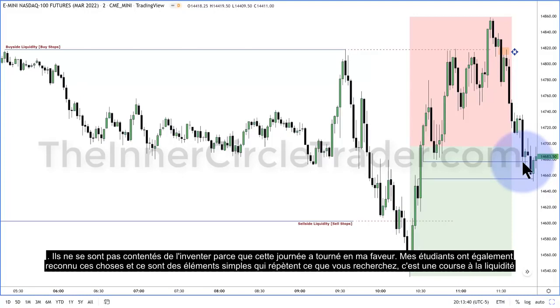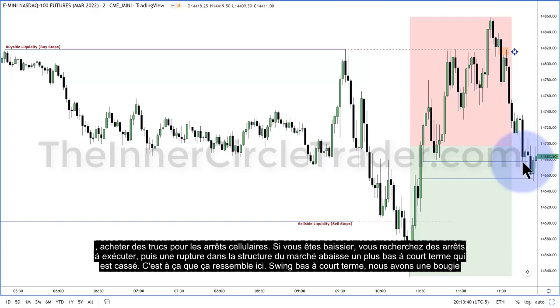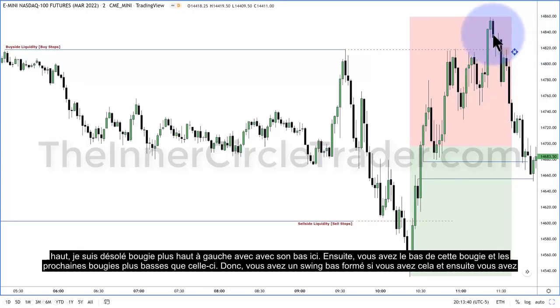What you're looking for is a run on liquidity, buy stops or sell stops. If you're bearish, you're looking for buy stops to be ran. Then a break in market structure, lower, a short-term low being broken. That's what it looks like right here. Short-term swing low. We have a candle high. A candle higher to the left with its low here. Then you have the low of this candle, and the next candle's higher low than this one. So you have a swing low formed.